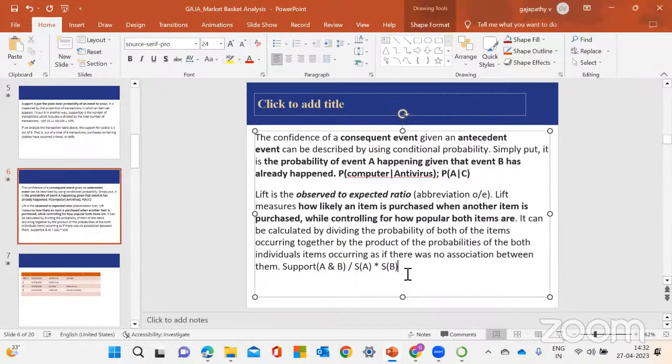But see, the question is, if lift can be calculated by using only support, like you mentioned this formula, what is the purpose of calculating confidence? Yeah, that is what is my next question. That is given to the forum.